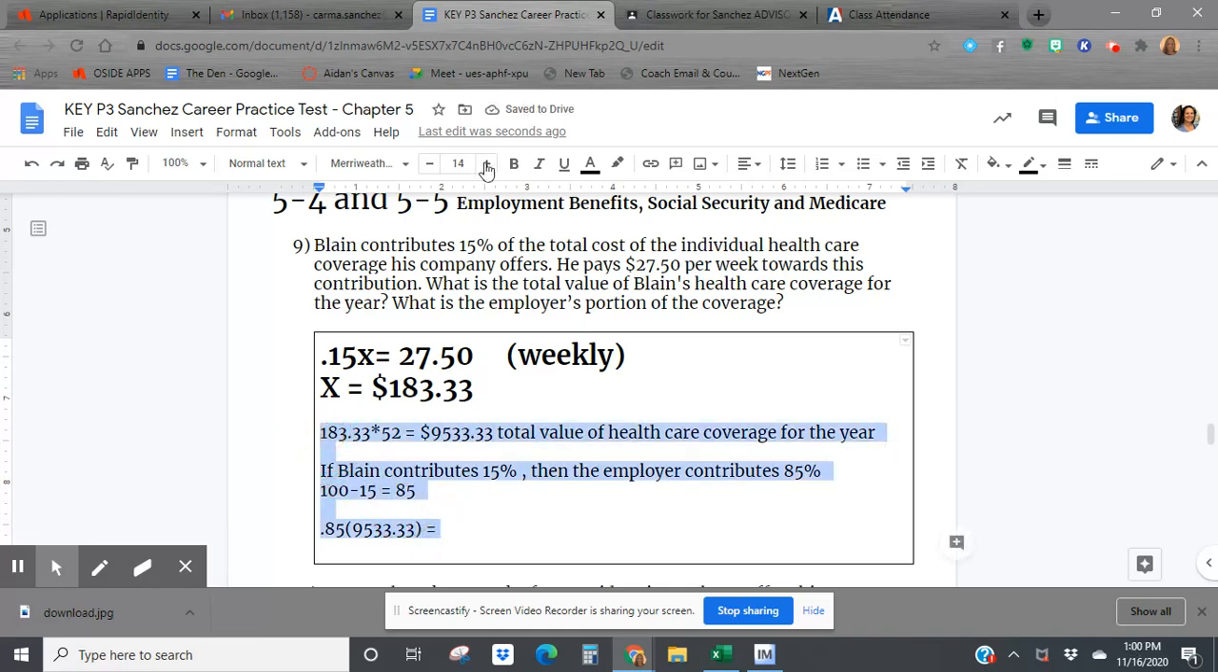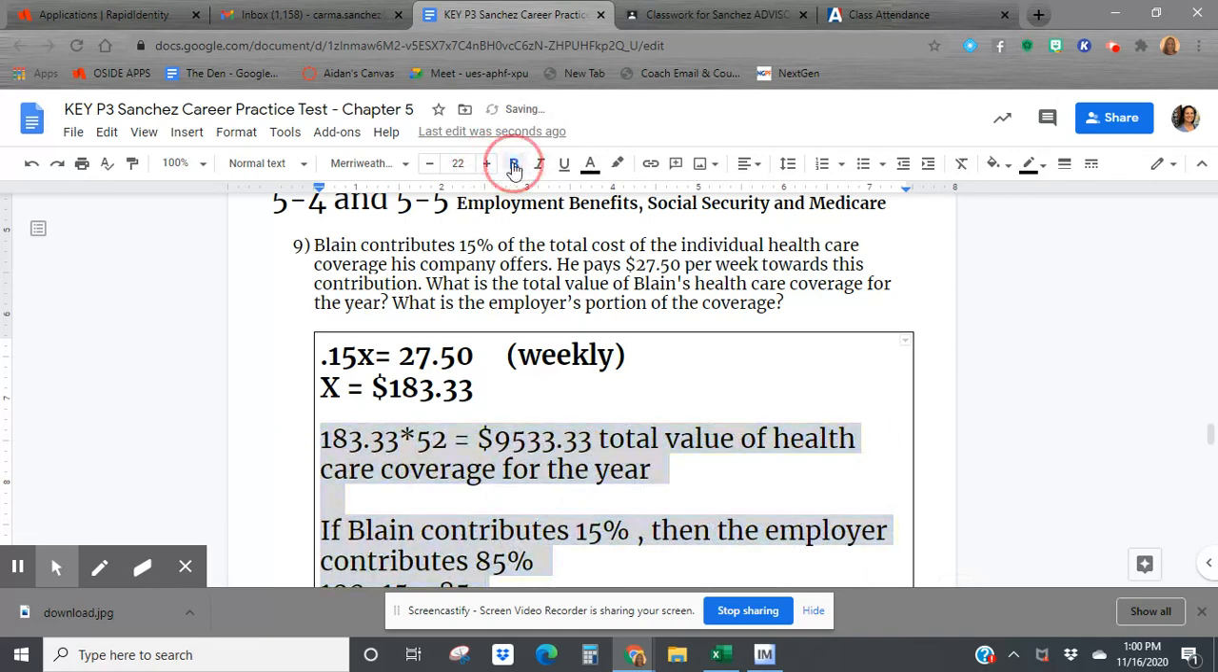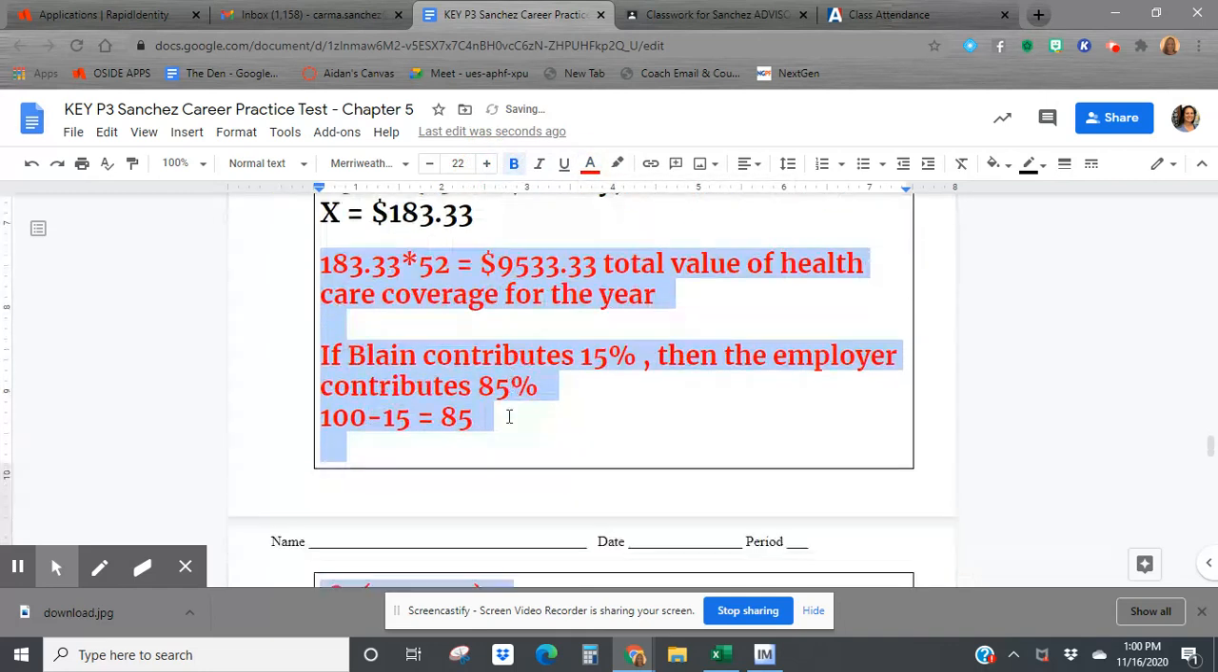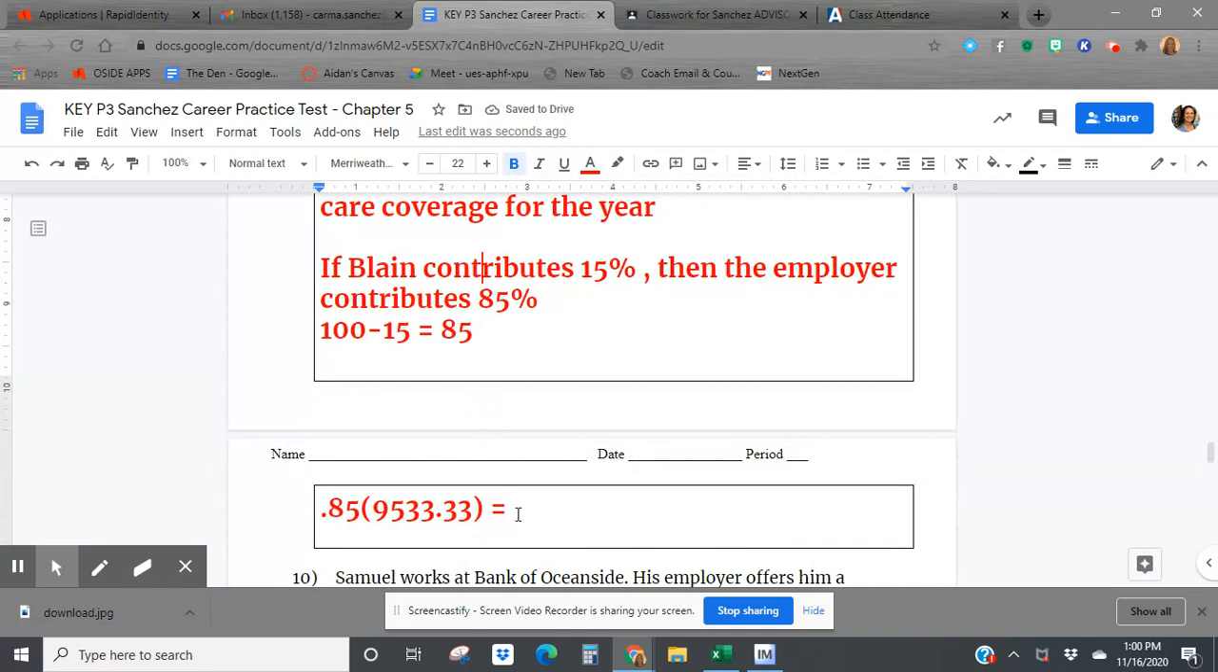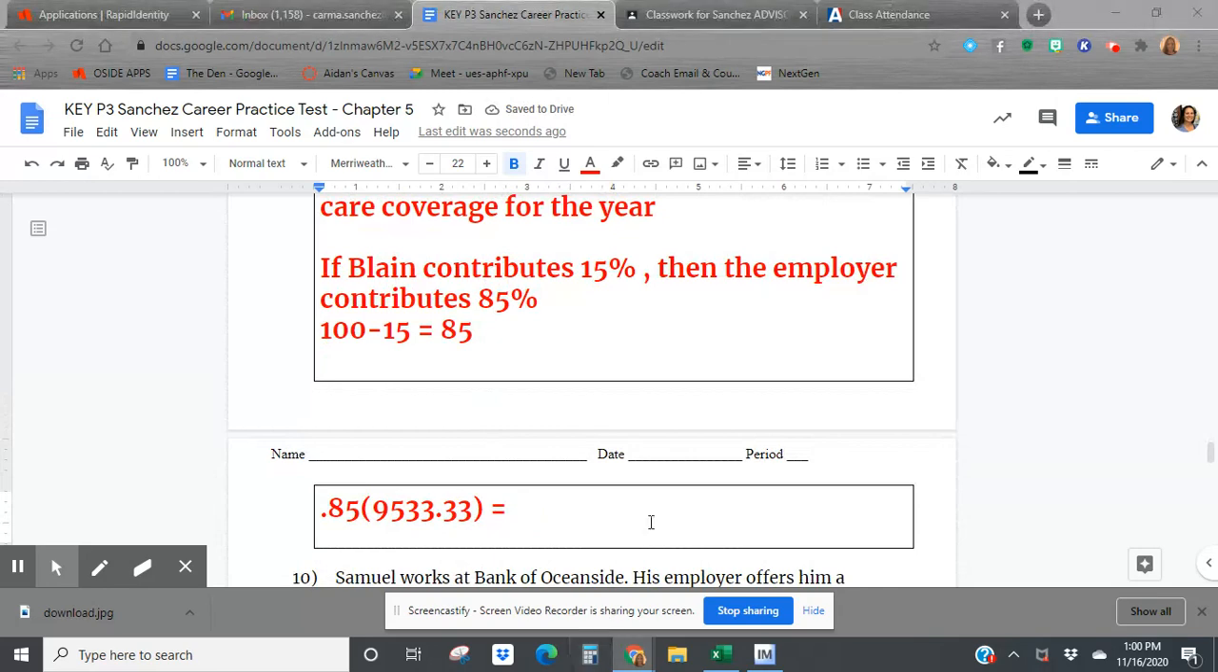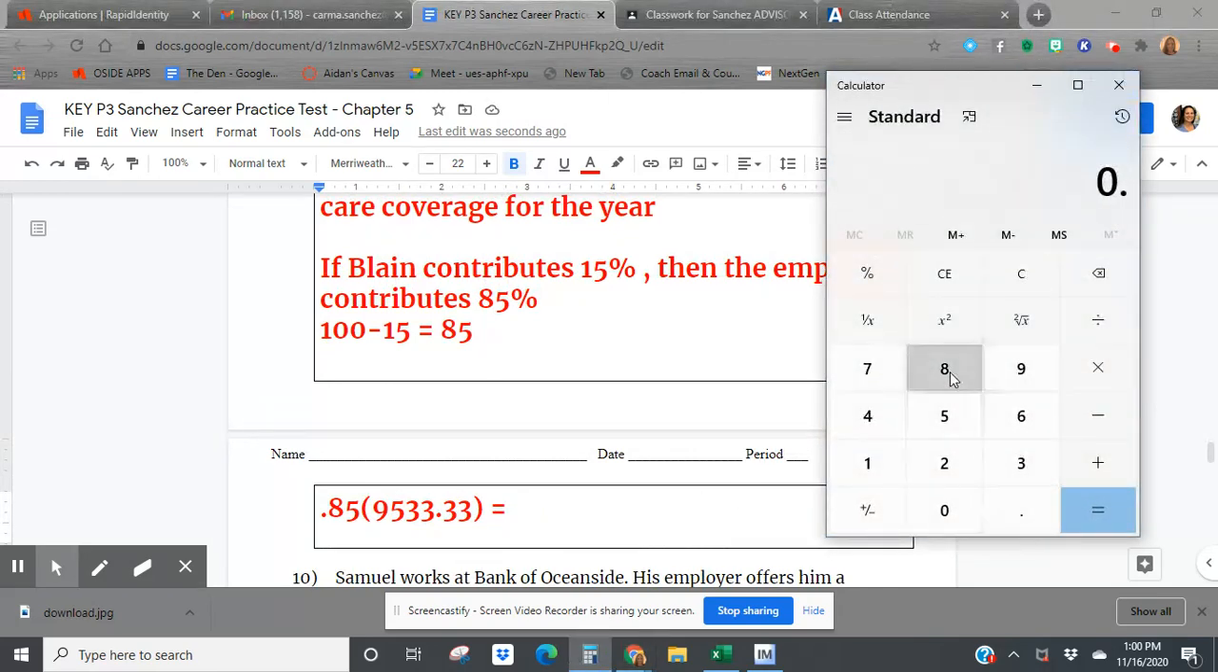Depending on the test, your test might ask you for what's just the total coverage amount, or it might ask you what the employer's part is. So be prepared for both of those. 0.85 of 9,533.33 is $8,103.33.